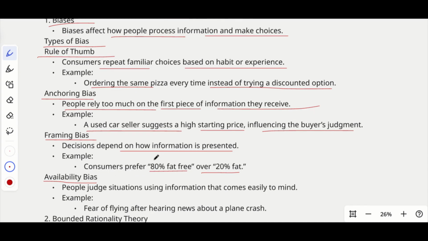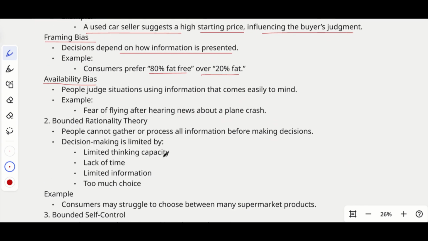Then availability bias. What is availability bias? People judge situations using information that comes easily to mind. For example, fear of flying after hearing the news about a plane crash. So that is a common thing, right? Whenever we think about something, whenever we hear about something, some incident, some experience might be there in our mind, right? So that is how availability bias is working. So people judge situations using information that comes easily to their mind.